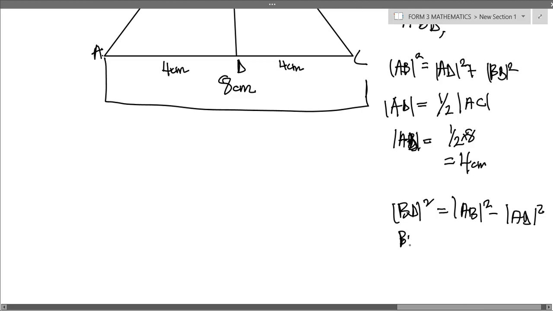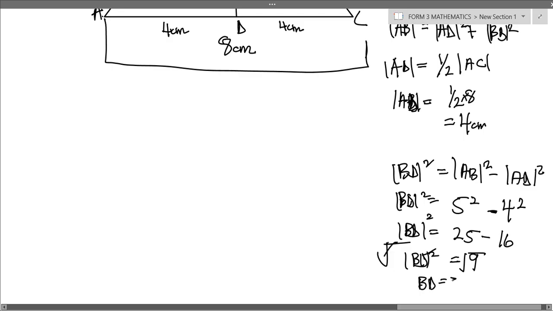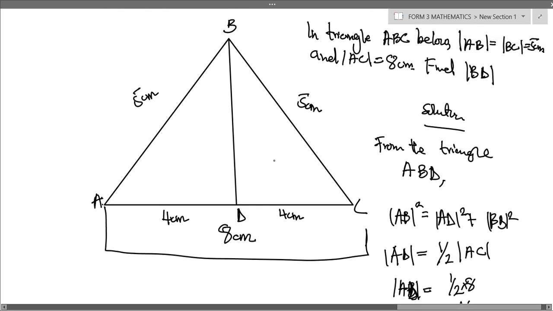So BD squared is equal to 5 squared minus 4 squared. What are we going to get? 25 minus 16. What are we going to get? 9. BD squared. So square root of 9 is what? Is 3 centimeters. So BD is 3 centimeters. So I'll come and place my 3 centimeters here, and I'll be done.